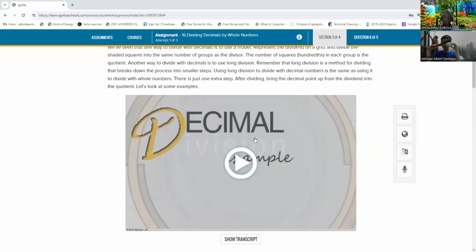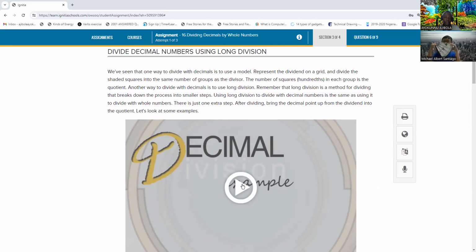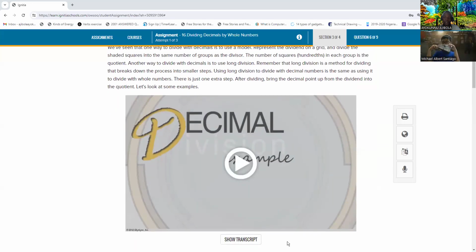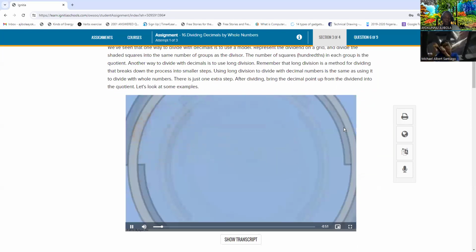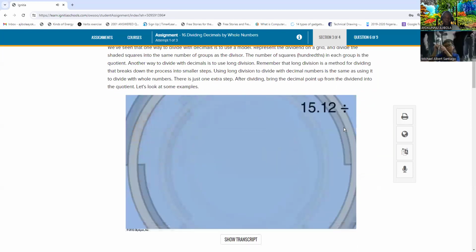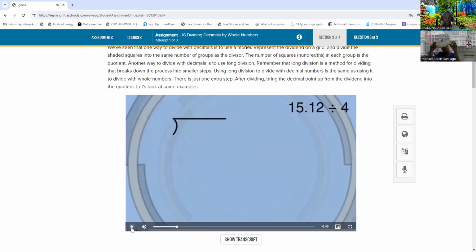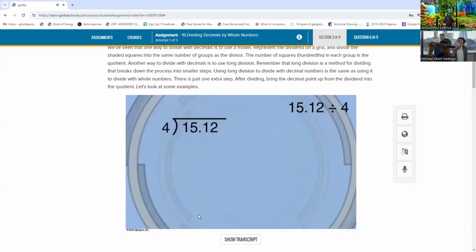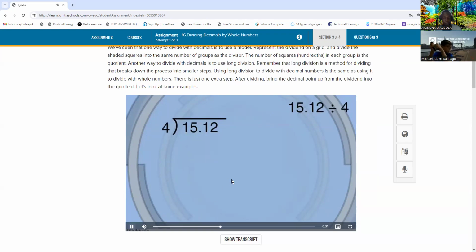Okay, so the next thing is to divide decimals using long division method. Let's watch this and see how it goes. Let me see, sharing the sound again. Let's divide 15 and 12 hundredths by 4 using long division. So 15.12 divided by 4 using long division. Remember to write the dividend inside the long division sign and write the divisor outside the sign. Follow the same process for dividing a decimal number as you would for dividing a whole number, ignoring the decimal point until the very end.